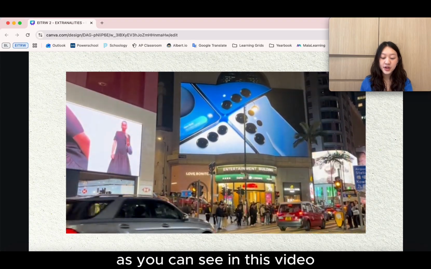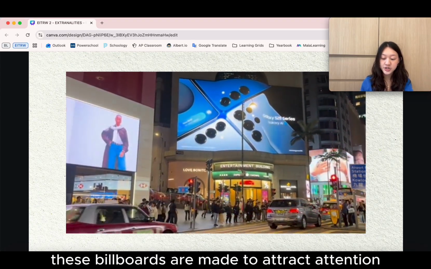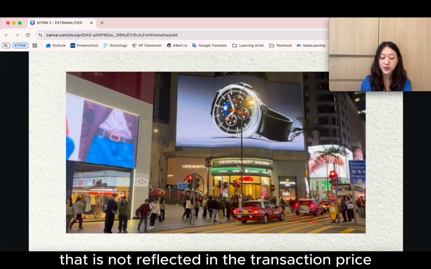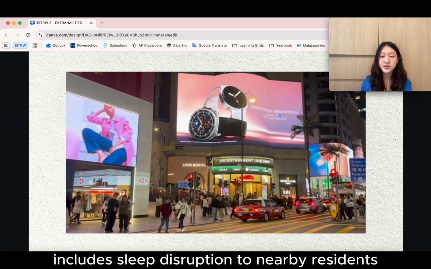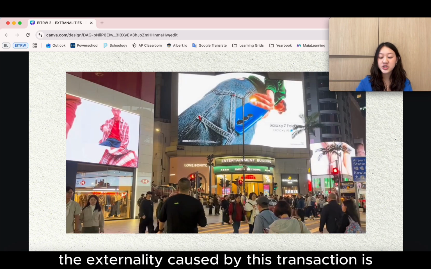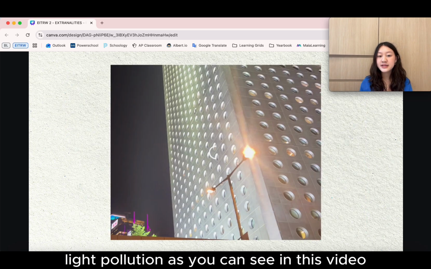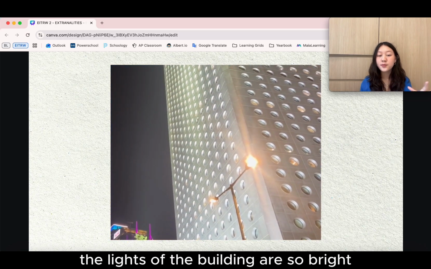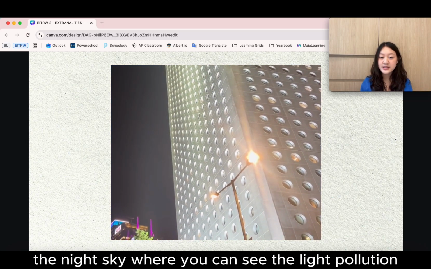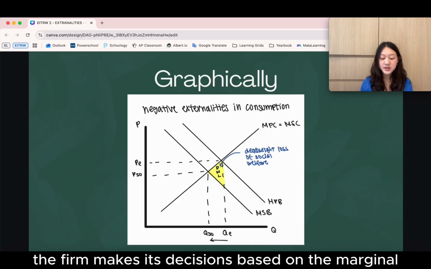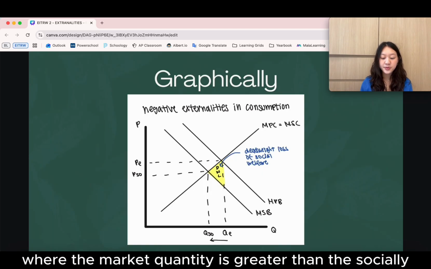As you can see in this video, these billboards are made to attract attention, but in turn also cause harm to the environment and nearby residents that is not reflected in the transaction price. This cost includes sleep disruption to nearby residents and energy waste. Hence, the externality caused by this transaction is light pollution. As you can see in this video, the lights of the building are so bright that they're reflected into the night sky, where you can see the light pollution. The firm makes its decisions based on the marginal private benefit, leading to an output where the market quantity is greater than the socially optimal quantity.